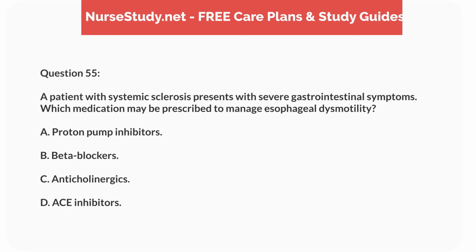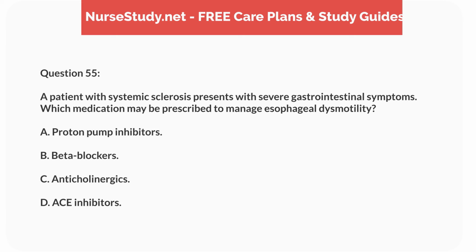Question 55. A patient with systemic sclerosis presents with severe gastrointestinal symptoms. Which medication may be prescribed to manage esophageal dysmotility? A. Proton pump inhibitors. B. Beta blockers. C.